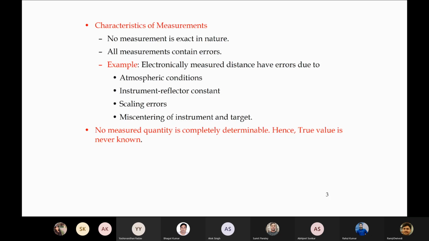Again, one of the primary reasons why the true value is never known is that whenever you find the estimate of the true value, you will have one measurement, isn't it? How do you find the true value? You will do the measurement by any device. That is the way. And the first line here is, no measurement is exact in nature. All measurements contain errors. If all measurements contain errors, how can you be sure, or how can you say, that this measurement is the true value? So that is the reason you do not have any true value. You only have the estimate of the true value. The measurement with the least error would be the estimate of choice for the true value. That is the point I'm trying to make here.